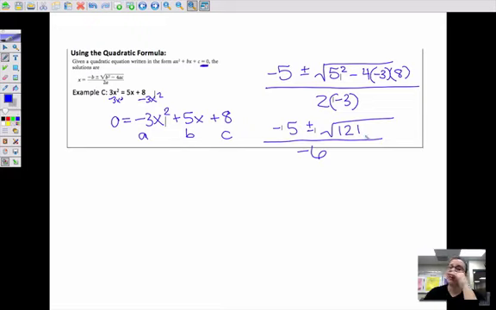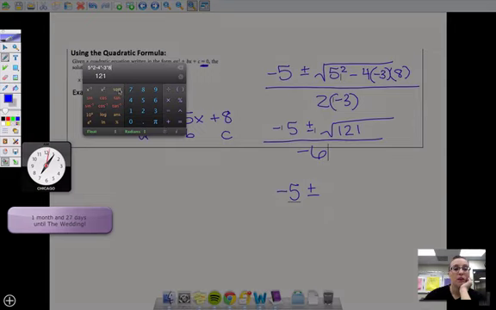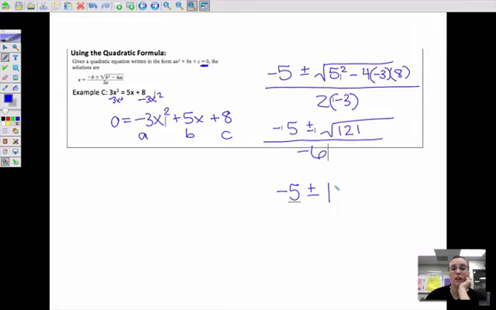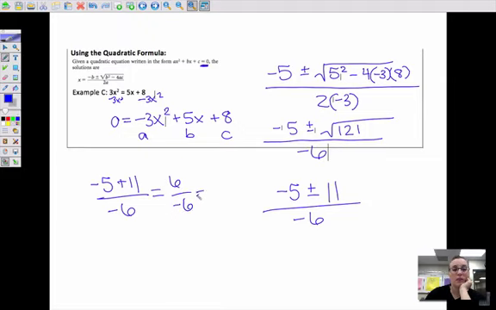And then I'm going to estimate this, square root of 121. So I'm going to go square root of the answer equals 11. Probably could have done that in my head. Minus 6. So then break that down, we're going to have two roots, negative 5 plus 11 divided by negative 6, which would be 6 over negative 6, which is negative 1.